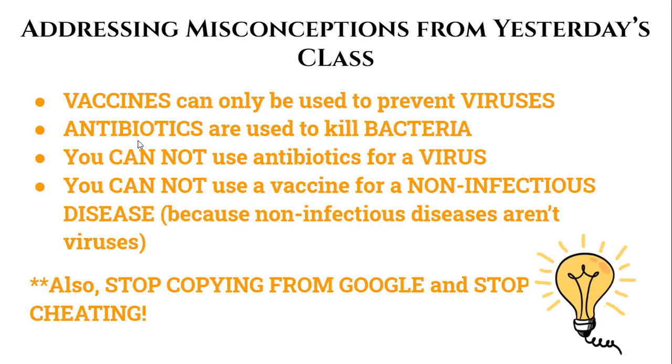You also cannot use a vaccine on non-infectious diseases because those are ones that are either transferred genetically or come from some kind of mutation that may happen in a person's cell. Our examples from that were diabetes, heart disease, and cancer. You can't get a vaccine to stop you from getting cancer or stop you from getting diabetes or anything like that.